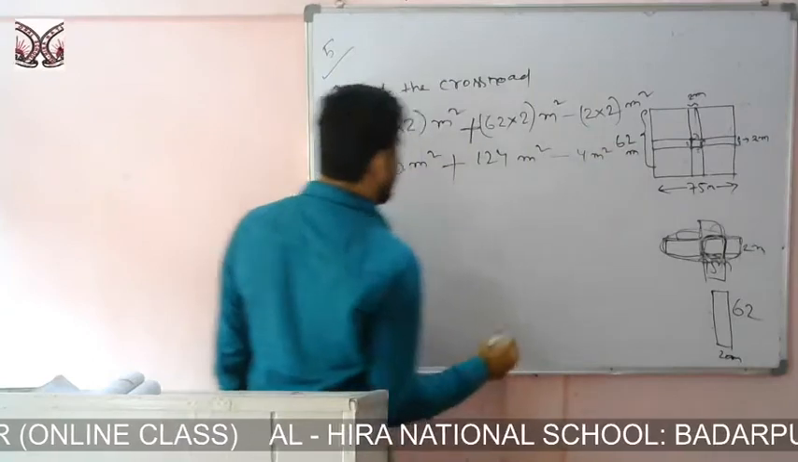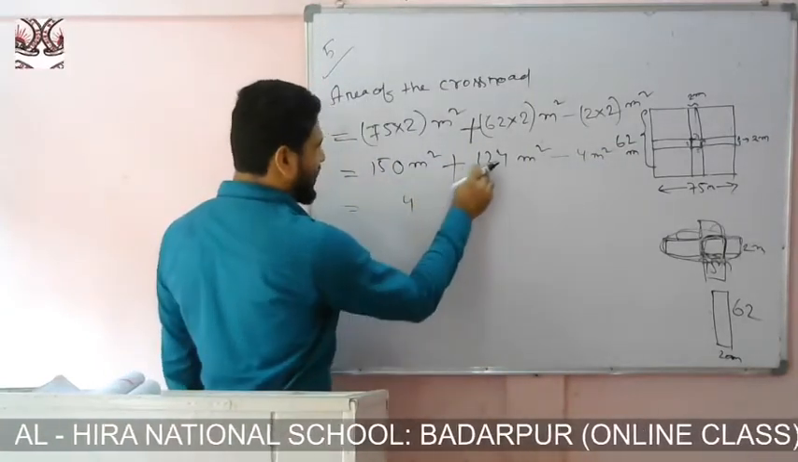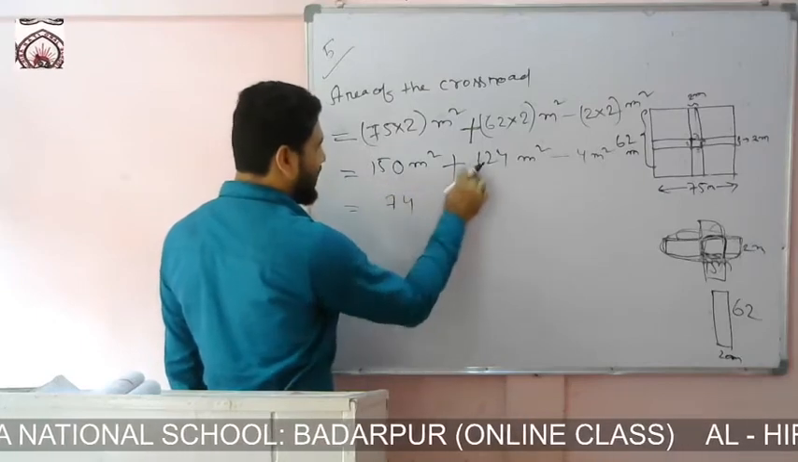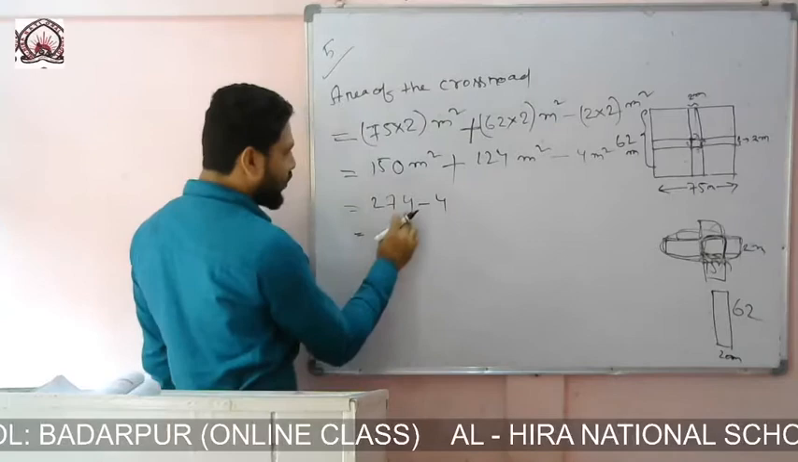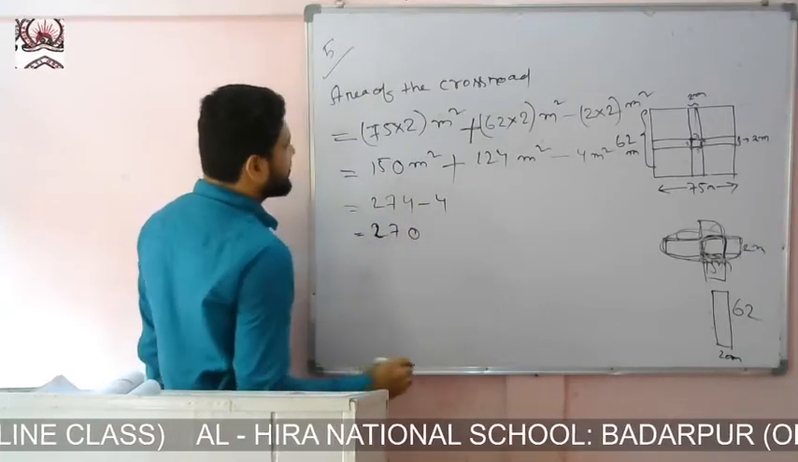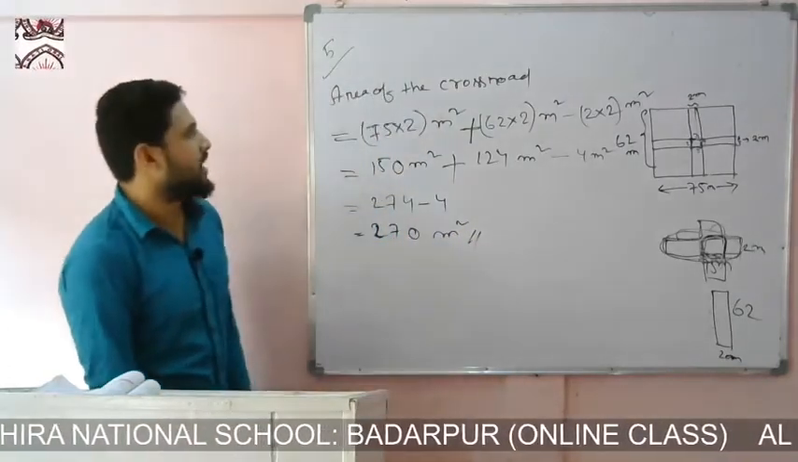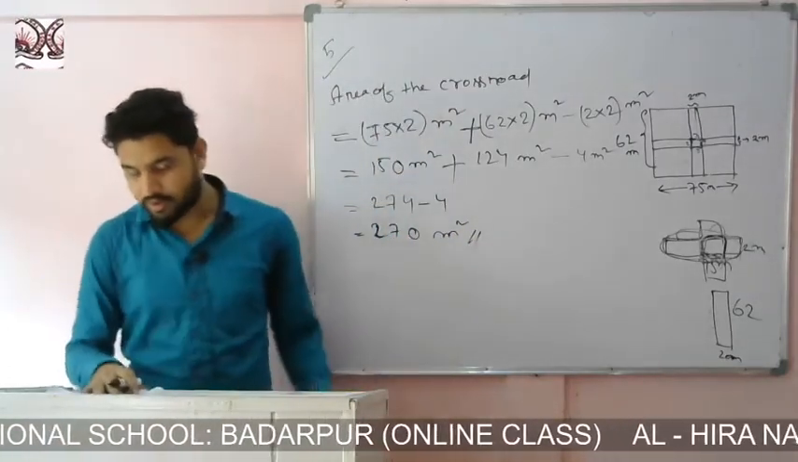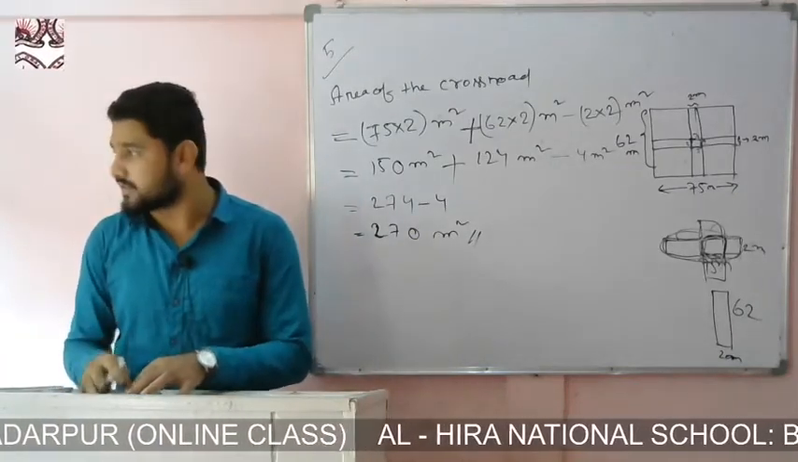Now we can find 150 plus 124: here 4, here 2 plus 5 is 7, here 1 plus 1 is 2, minus 4, 4 minus 4 is 0, 7, 2, that means 270 meter square. That is the area of the crossroad. Okay, 270 meter square. Now come to question number 6.